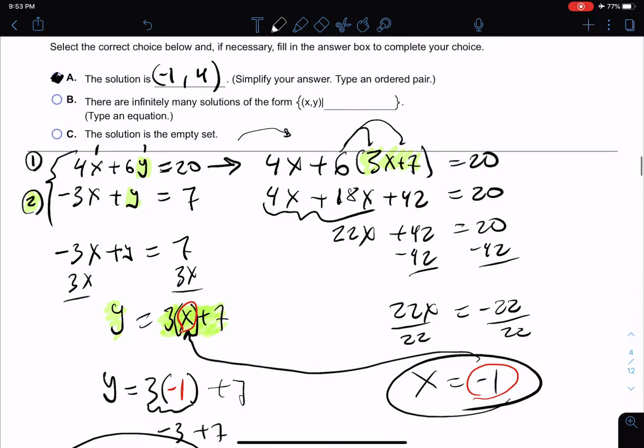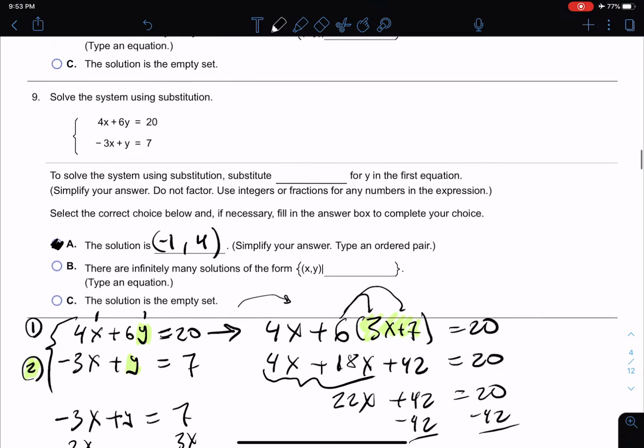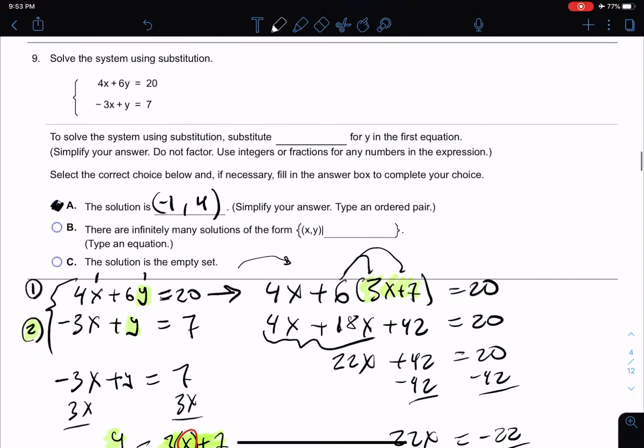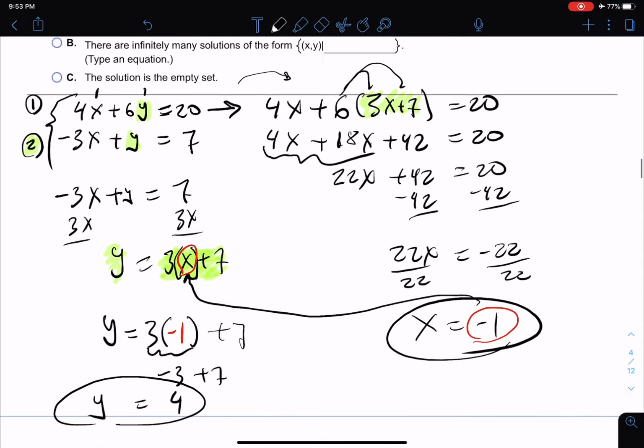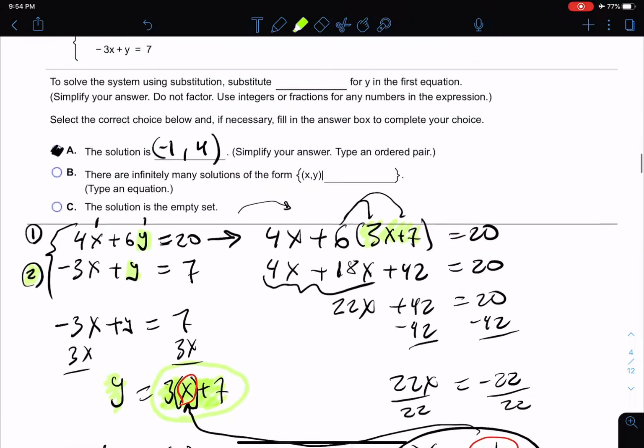Anyhow, I'm curious if they would allow us to use different types of substitutions, because technically you could use anything to sub, x or y in the first equation or second equation. But this would be the most obvious one to use, because it's so easy to solve for y. So that's what I'm going to write down. I use 3x plus 7 to sub in for y.